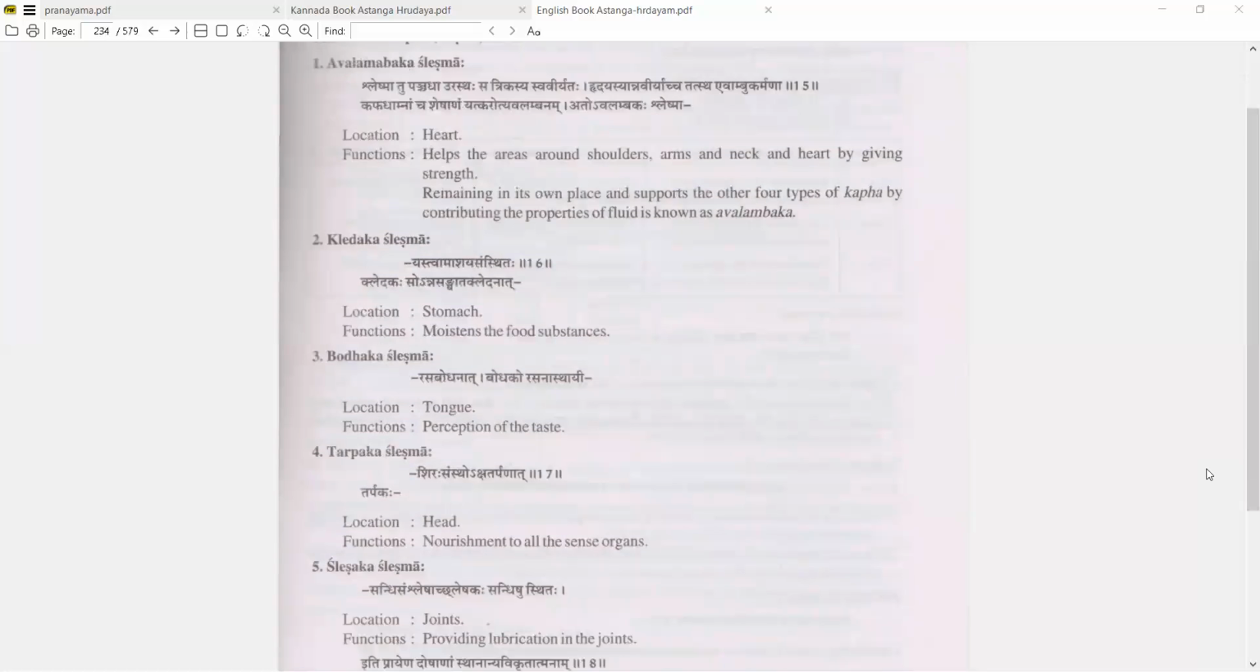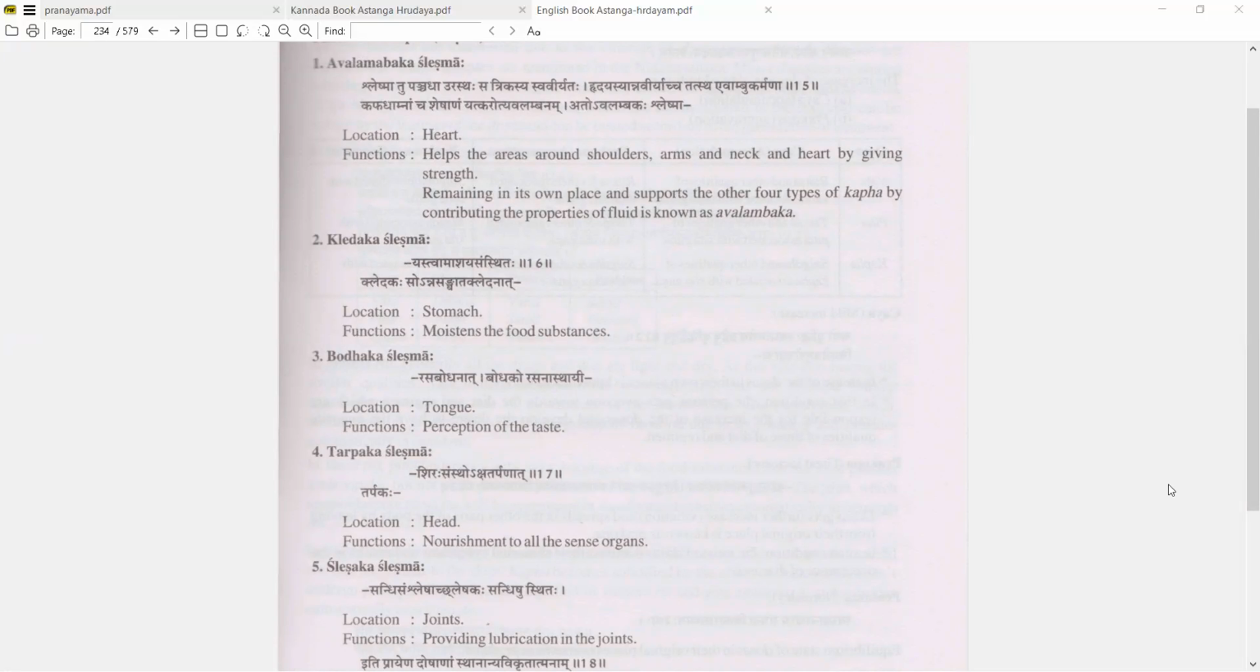Kledaka Shleshma. It is located in the stomach. It helps to moisten the food substances. Bodhaka Shleshma is present in the tongue. It helps in the perception of taste. Tarpaka Shleshma is located in the head and helps in nourishment of all the sense organs.